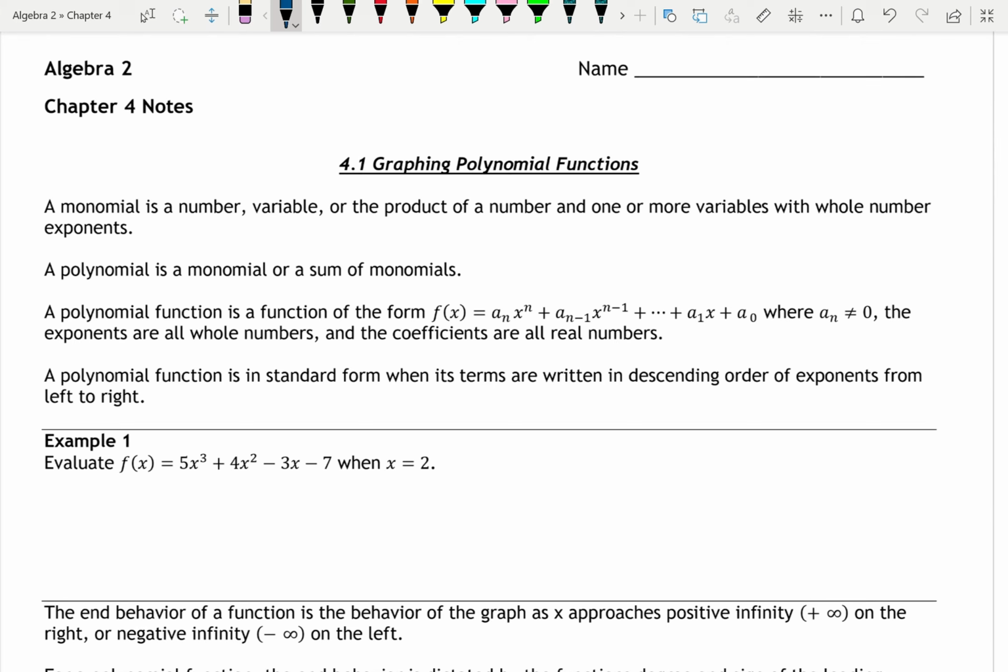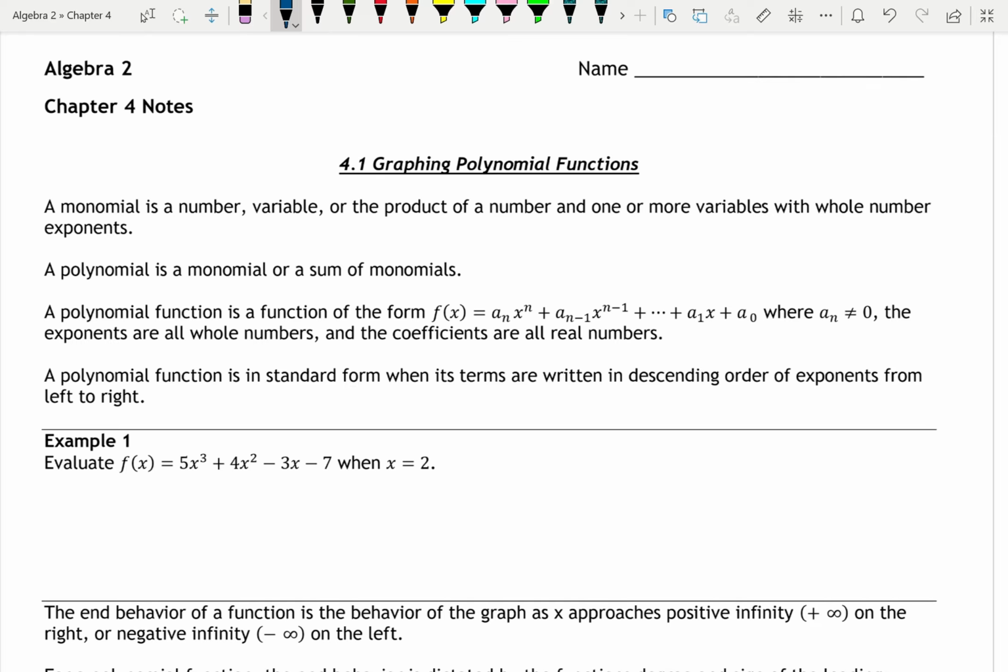All right, 4.1, we're graphing polynomial functions. So this is Algebra 2, Chapter 4, and let me tell you, this is a large chapter. It's a big chapter. If you start to get behind, it's a really bad thing. So try to stay on top of homework, try to stay on top of notes, and you should do just fine. So we're graphing polynomial functions.